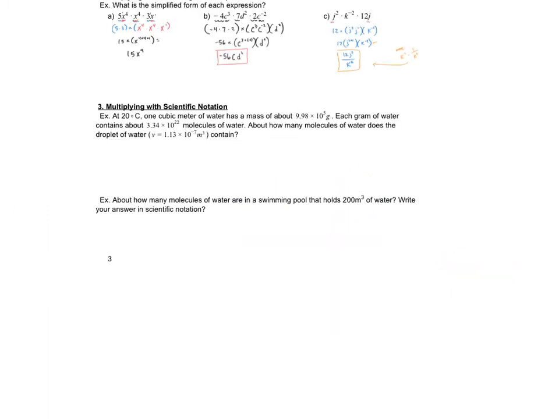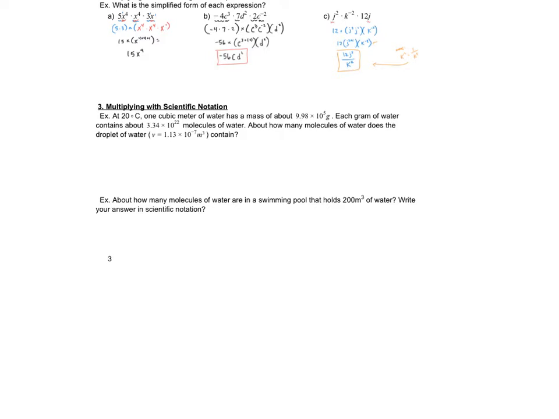Okay, so if we talk about scientific notation, at 20 degrees Celsius, 1 cubic meter of water has a mass of about 9.98 times 10 to the 5th grams. Each gram of water contains about 3.34 times 10 to the 22nd molecules of water. About how many molecules of water does the droplet of water contain?